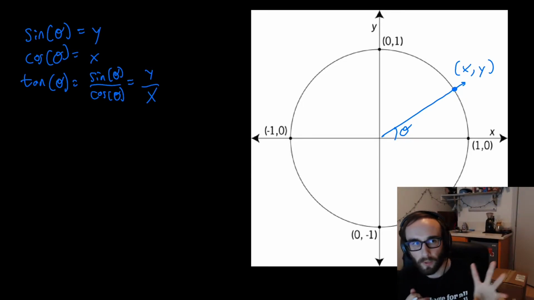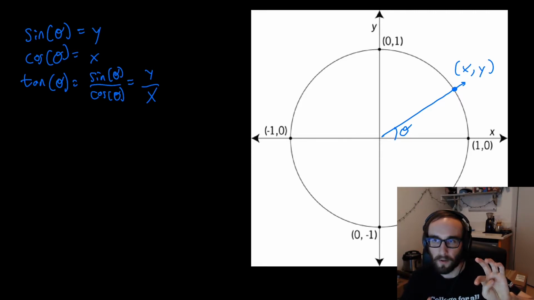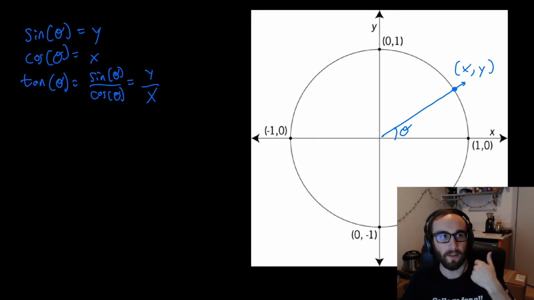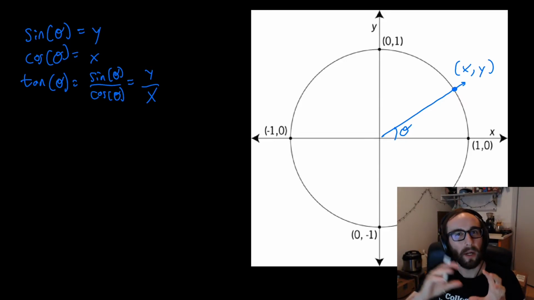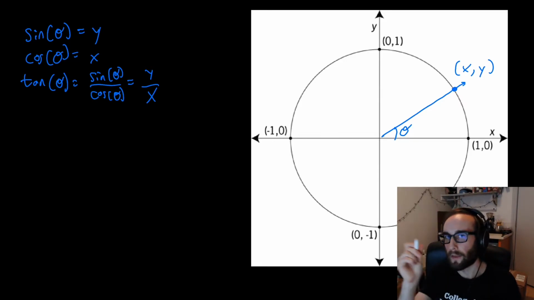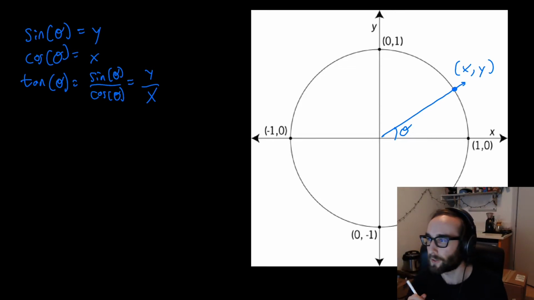So we can relate the coordinates that we see on the unit circle with the sine, cosine, and tangent of the angle. In other words, it's some kind of relationship between the angle and these coordinate points on our unit circle.